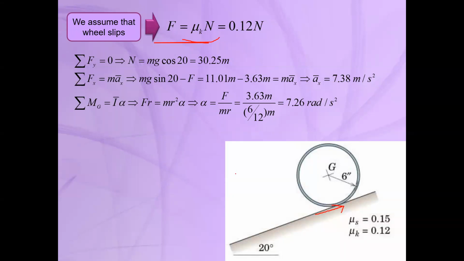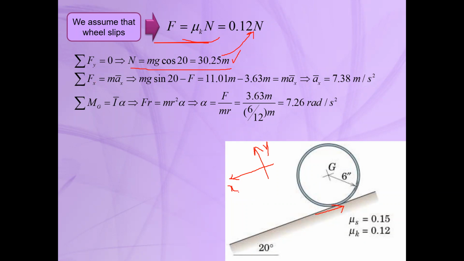theta. Again, you can consider this coordinate system. Okay, this is y and this is x direction. In y direction, again, you can write the force equation. So n is again 30.25. So this is the same. So F is equal to 0.12 times n. Here you can substitute n and you can find how much is the friction force.